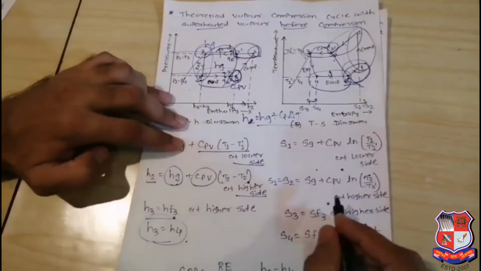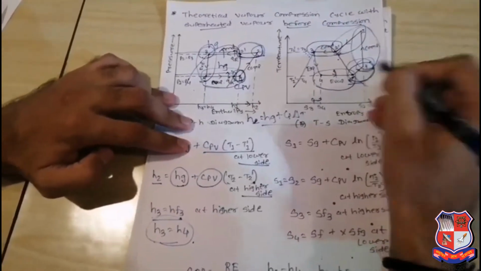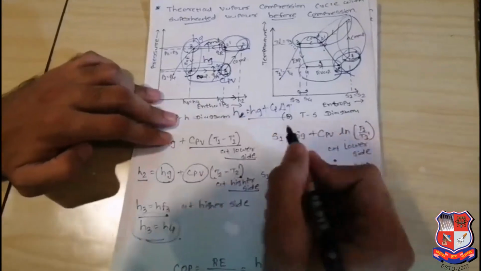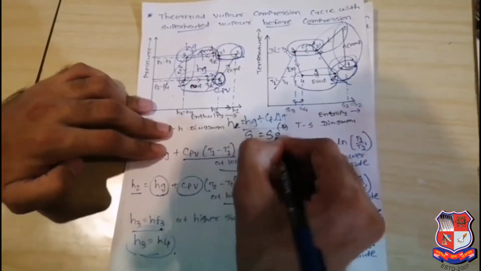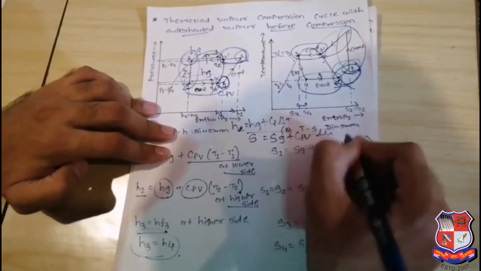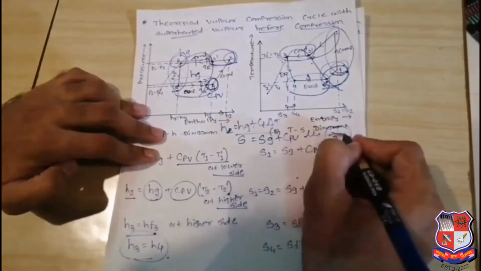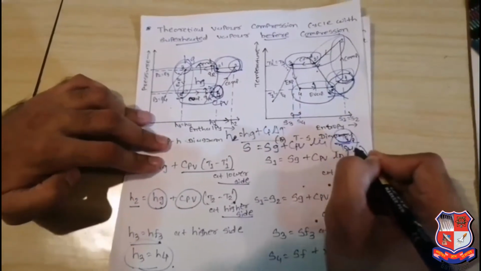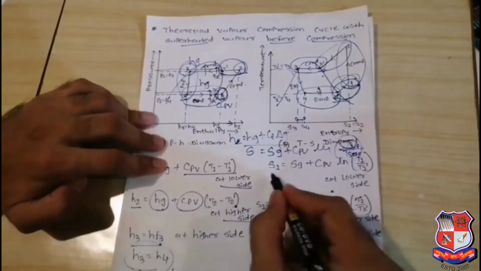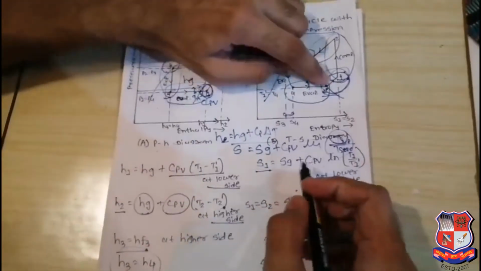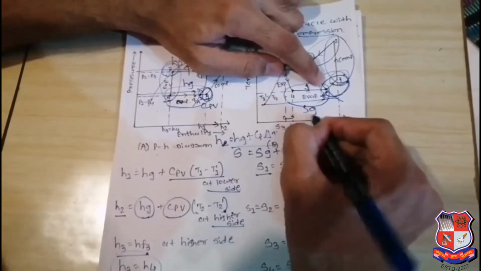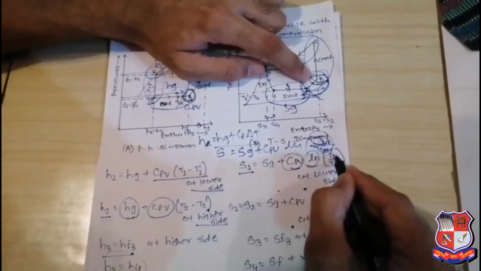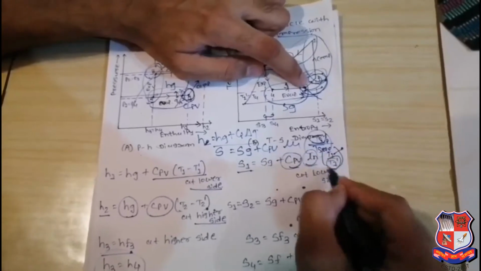Similarly, the superheated region is there. How will it be considered if we consider the entropy? S is equal to Sg plus Cpv ln T by T dash. It means T indicates the superheated temperature and T dash will be the saturated temperature. So you can see here S1 is equal to Sg, plus that distance, which is considered as Cpv ln T1 by T1 dash, where T1 means superheated temperature and T1 dash means saturated temperature. Similarly for the lower side.